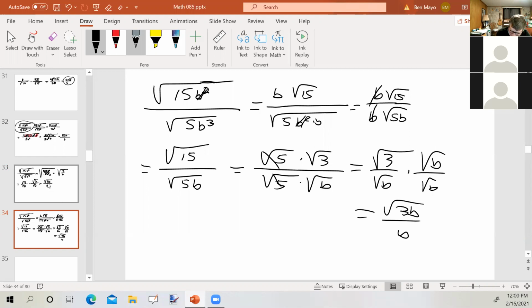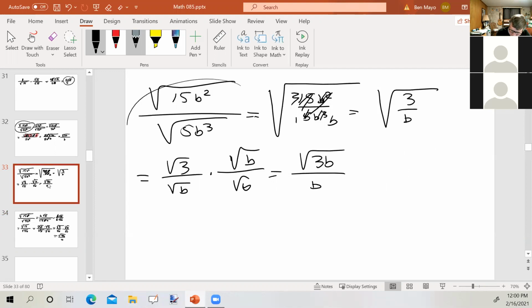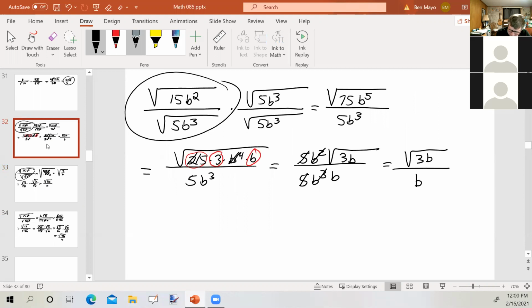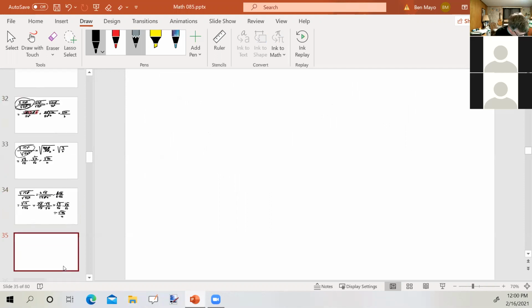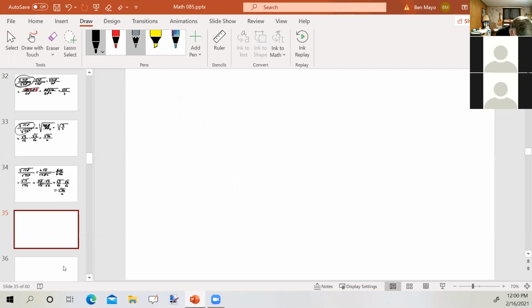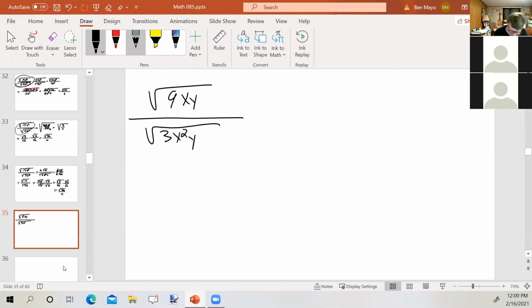Personally, I like this second method the best, putting these two together, simplifying it, and then going from there, rather than multiplying by that, or this. But they all work. And in a given situation, you might decide one is better than the other. Having said all of that, let's look at another one. The square root of 9xy divided by the square root of 3x squared y. So I'm going to go with putting these together as a single radical.